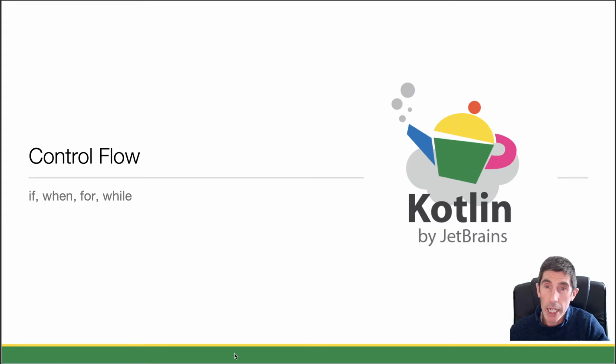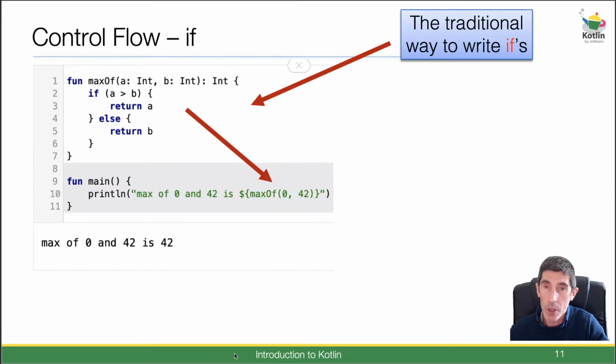So to talk a little bit about control flow, we'll focus on our if, when, for, and while. Again, some of them anyway, for and while, are taken straight from Java. Okay, so we start with our if. So this is the traditional way to write ifs. This is what we're familiar with. This is essentially a Java if statement in there.